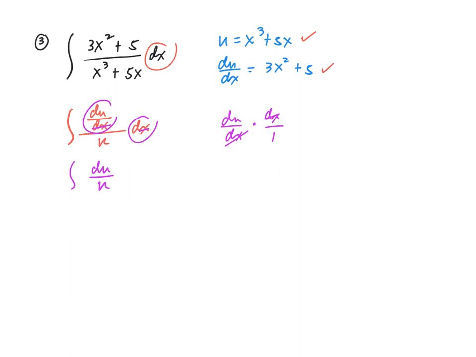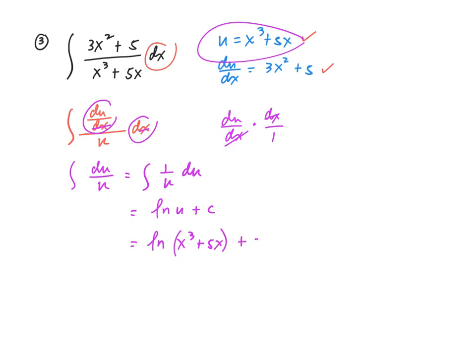Now think, is there a standard formula from the previous lesson that will work here? It turns out there is, because you could actually write this as 1 over u du. And the integral of 1 over u is just ln u. Just don't forget your plus c, and there you have it. The last thing you need to do is to put your u back, which is ln of x cubed plus 5x plus c.